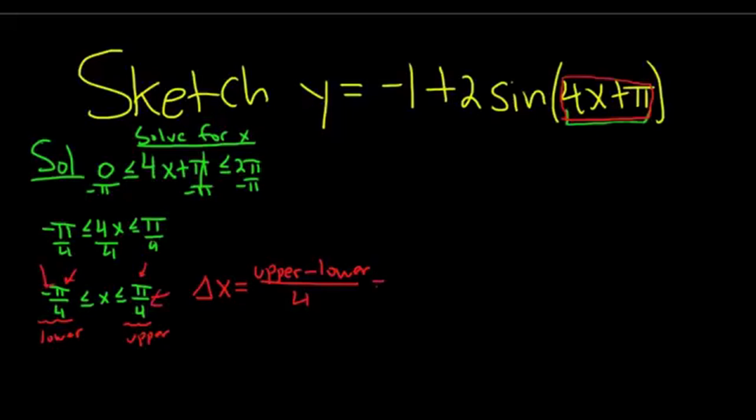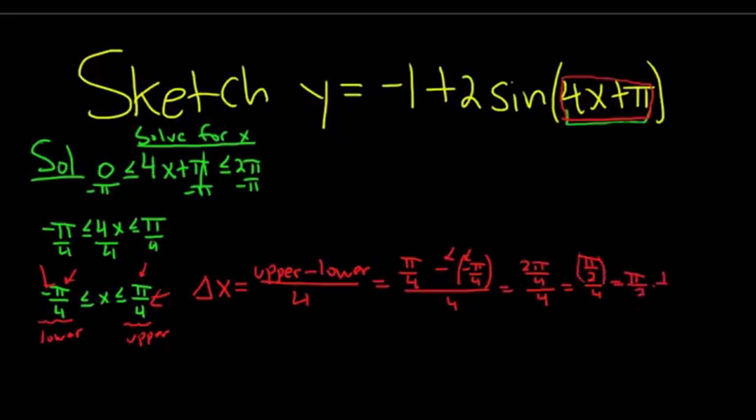So that's going to be, let's see, upper is pi over 4, okay? The lower is negative pi over 4, so it's similar. This becomes a plus, so you get pi over 4 plus pi over 4. So you get 2 pi over 4, over 4. So you get pi over 2, over 4. So when you divide by 4, you really multiply by the reciprocal. So it's 1/4. So it's pi over 8. Okay, going kind of fast, but this is a long problem. So delta x is pi over 8.